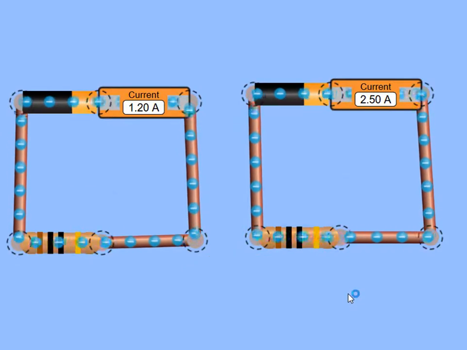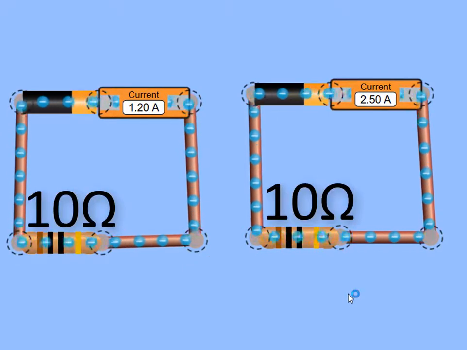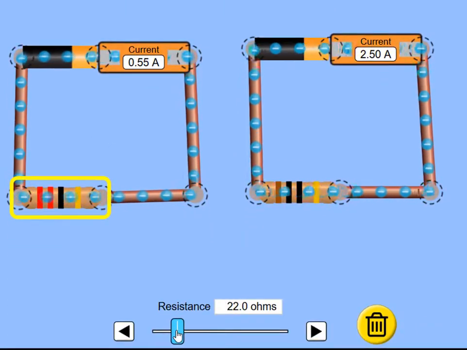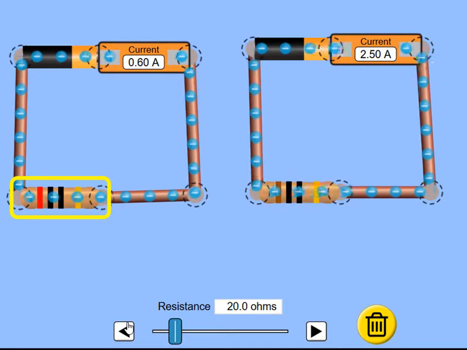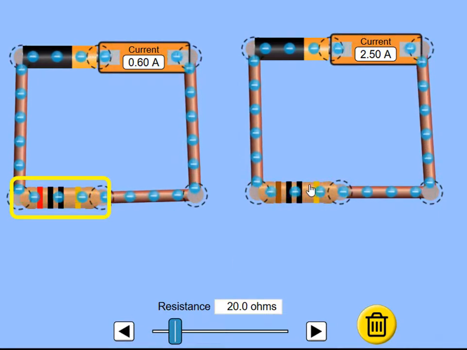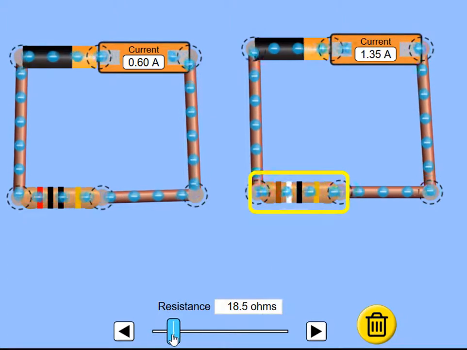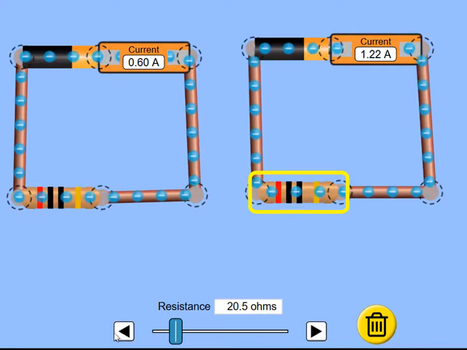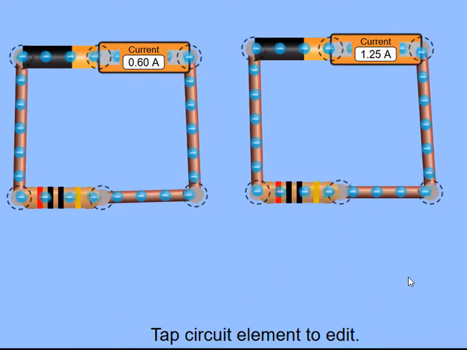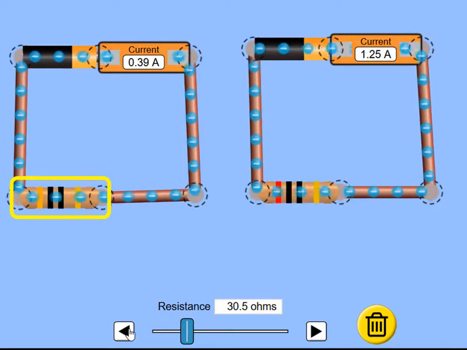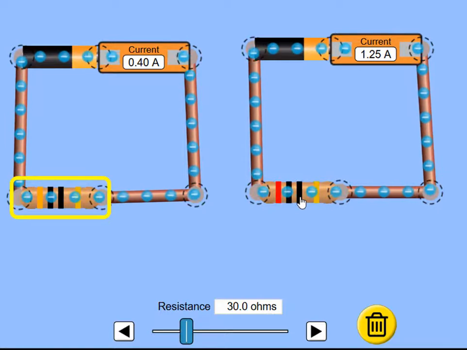So now we have 10 ohms resistance in both cases. And in the first circuit, the current strength is 1,2 amperes, and the second circuit 2,5 amperes. Now we change the value of the resistance to 20 ohms for both of the circuits. We can see that in the first case, the current strength is 0,6 amperes, for the second circuit 1,25 amperes. We change the resistance of each of the resistors now to 30 ohms. First circuit's value 0,4 amperes.